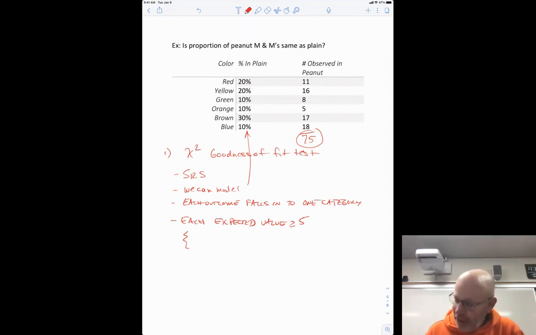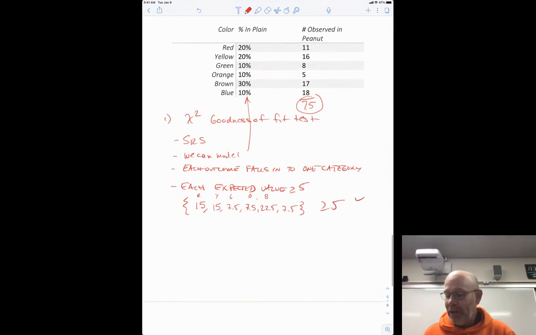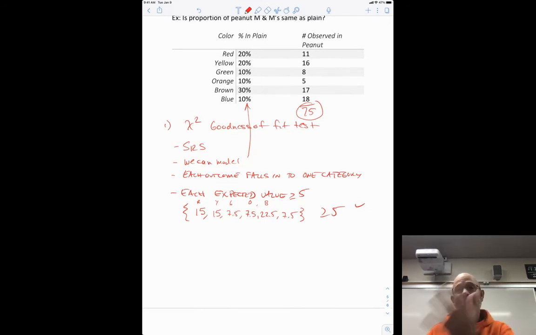So the expected would be 20% of 75, which is 15 for the red. I'll just put a little color. Yellow is 20%, so 15. Green is 10%, so 7.5. Orange is 10%, so 7.5. Brown is 30%, which would be 22.5. And blue is the 10%, so 7.5. So all greater than or equal to 5, check, we've met our conditions. We need those expected values anyway, so it's not really extra work, right? Those all came from the percents that I expected out of the 75.